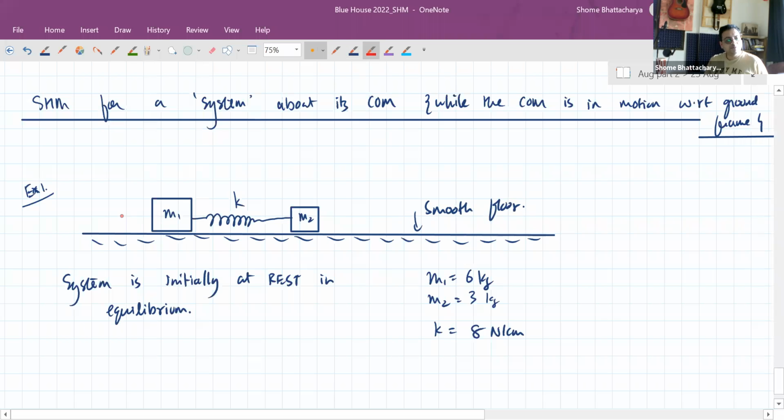Now a sharp impulse acts on this block horizontally at time t equal to 0. It could be from another collision occurring, or somebody hits it with a stick or just punches this block. So a large amount of force acting for a short duration of time, an impact impulse kind of thing. So a sharp impulse J acts on M1 at time t equal to 0 as shown.